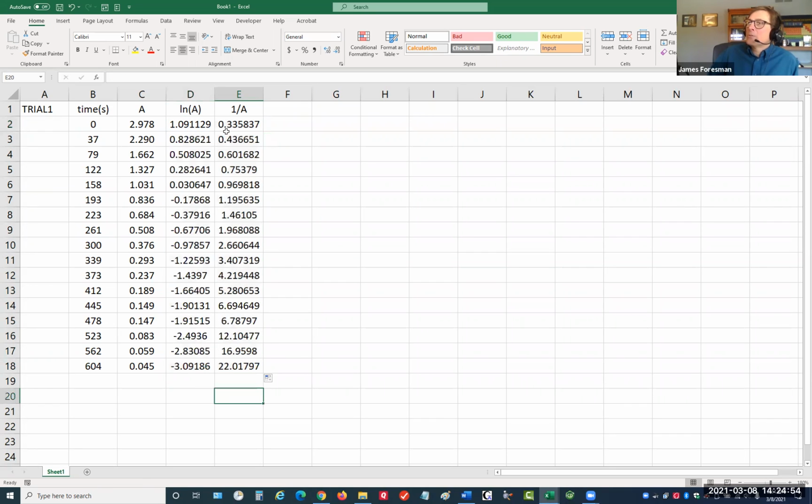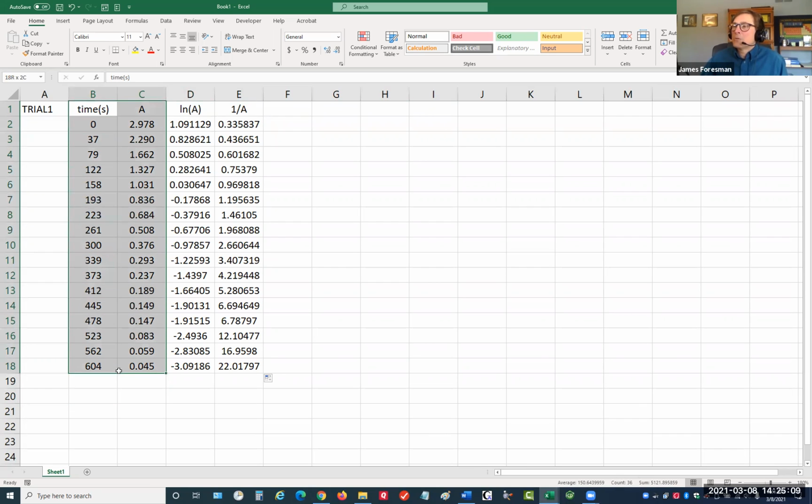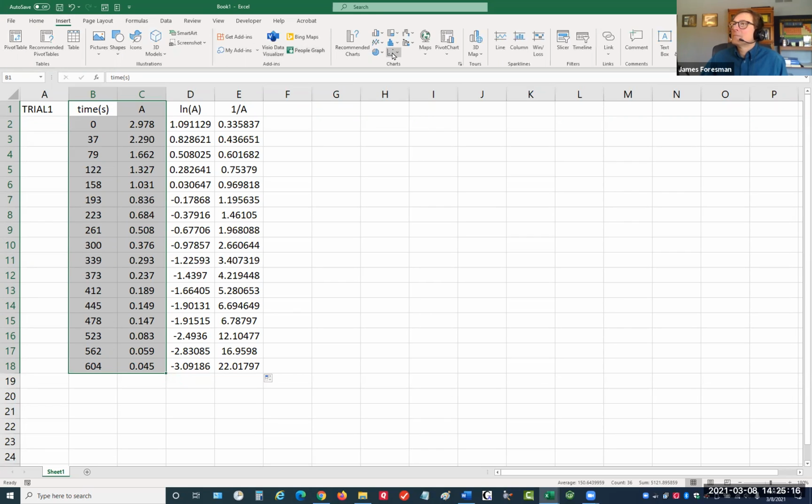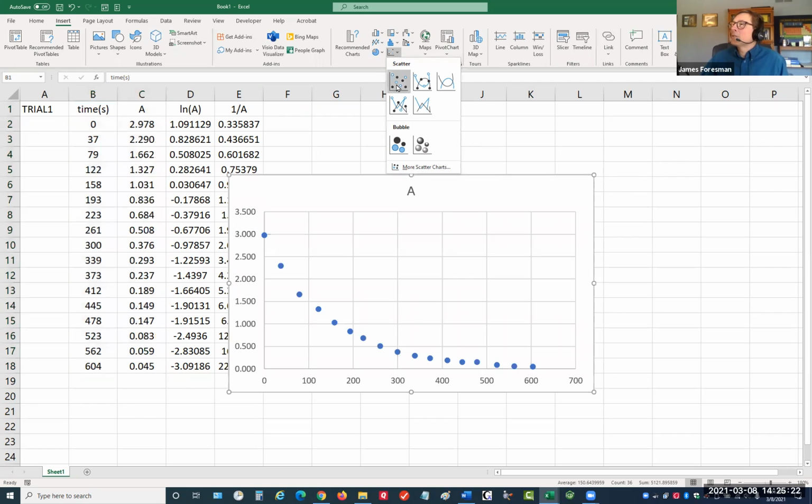And that simply fills out that formula so that I have the ln of A for all of these values and 1 over A for all of these values. Now it's time to make my graphs. The first graph I want is just the absorbance. So I just highlight those two columns, insert graph. That in Excel language means insert a chart, and I'll choose the scatter plot.